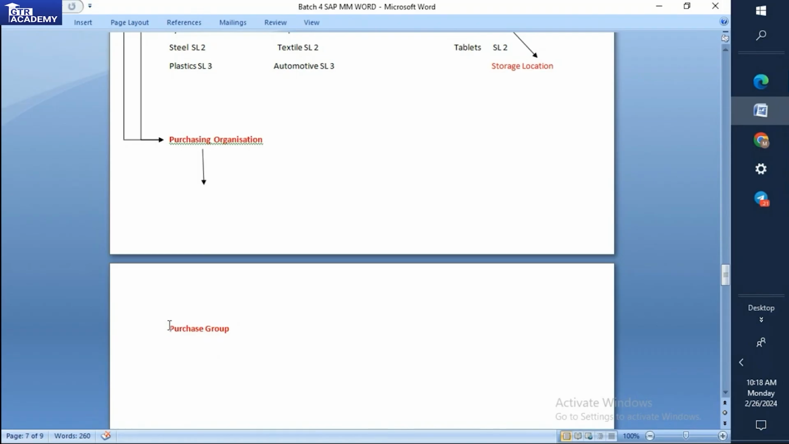Yes, three points you have to remember. It is an independent organizational element. The second one is that it is not linked to any other organizational element. And the third one is that it is responsible for day-to-day monitoring and tracking activities, and for seeing that the goods are available on time. These three points you should remember for the purchase group.